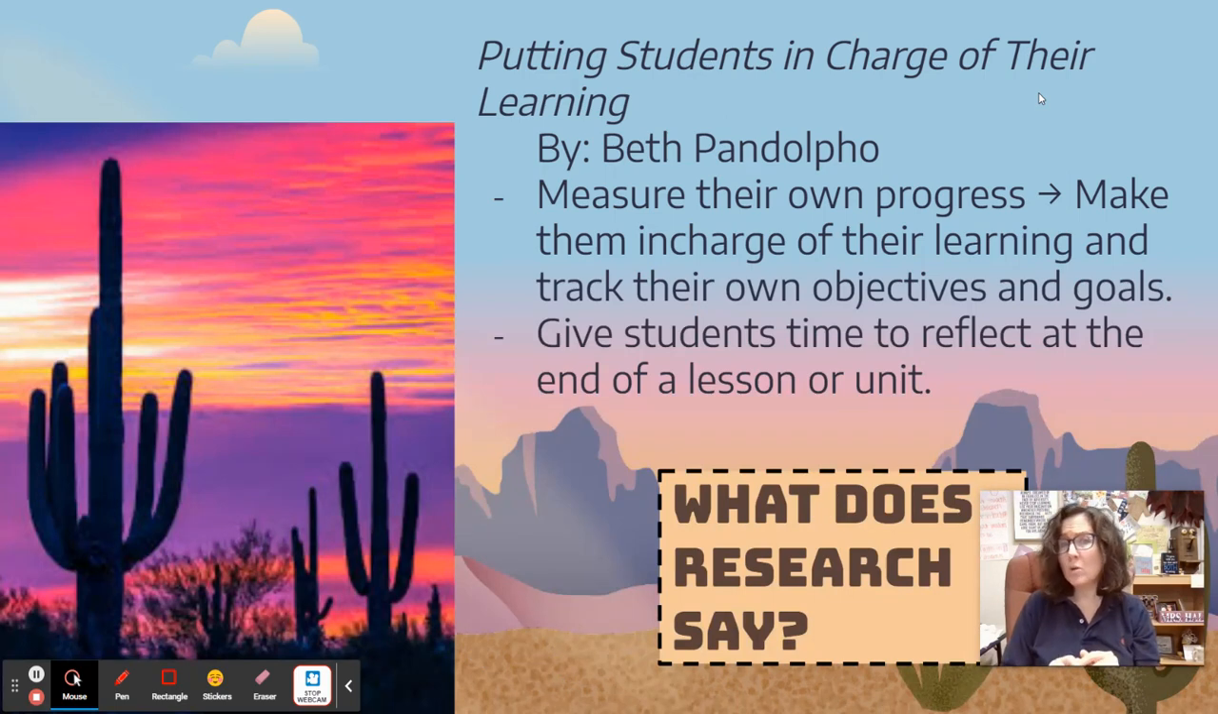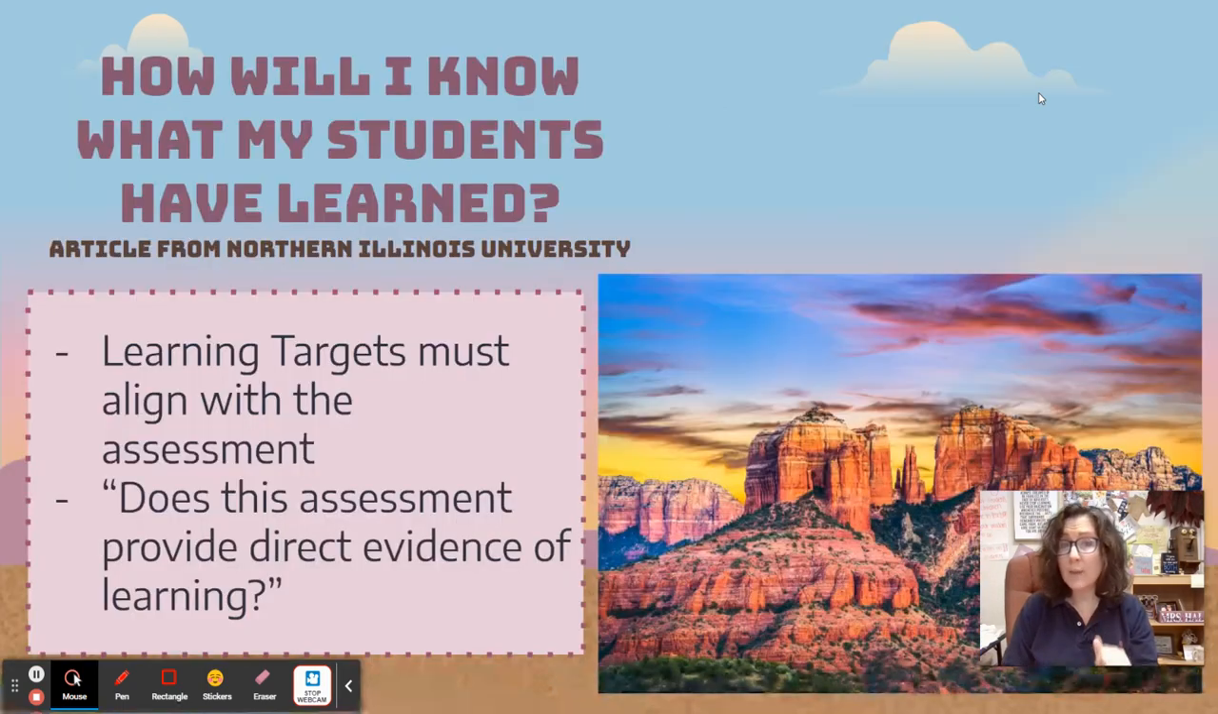I found a few articles putting students in charge of their learning. Students should be measuring their own progress. Make them in charge of their learning goals and track them. So I label lesson F, here are the learning targets, and then what grade do they get on lesson F? And then give students time to reflect at the end of a lesson or a unit. That's something that I struggle with that I liked that this author talked about.